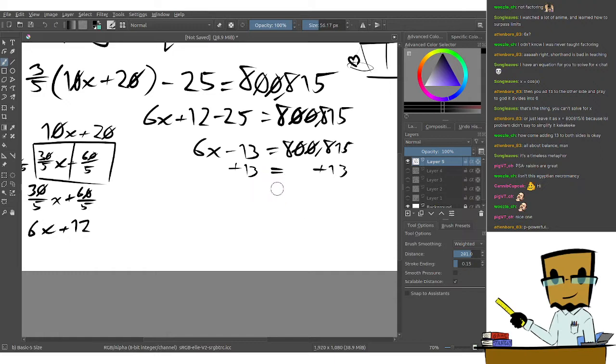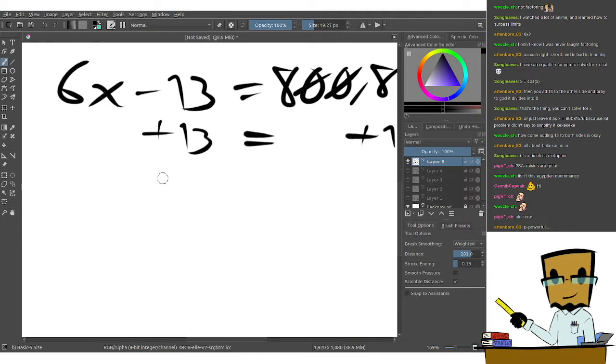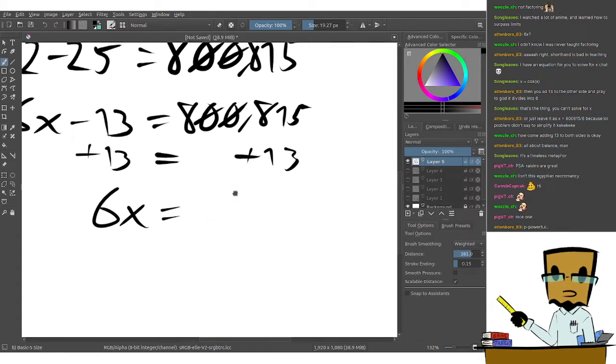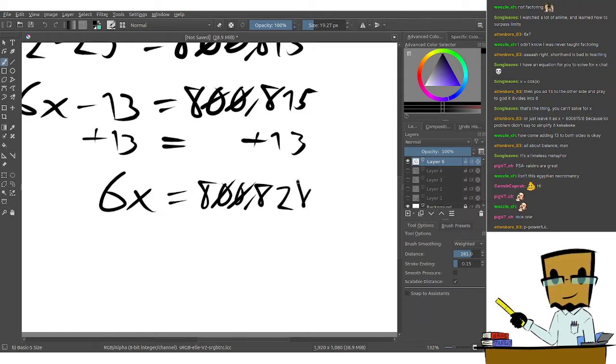So, we're doing that here to help, I guess, isolate the x, the unknown factor. So, let me get 6x equals 828.